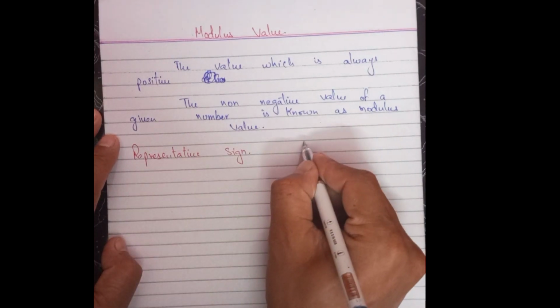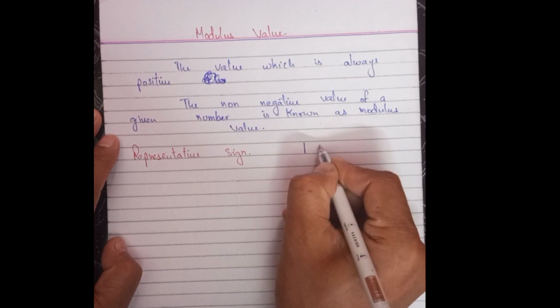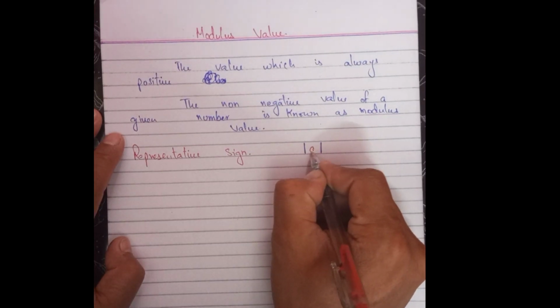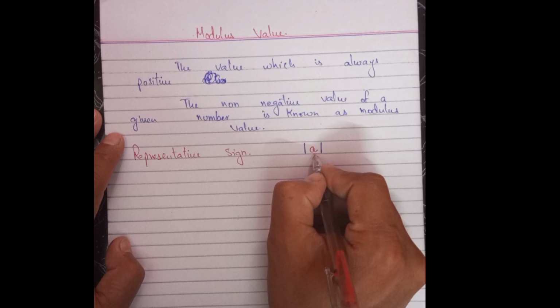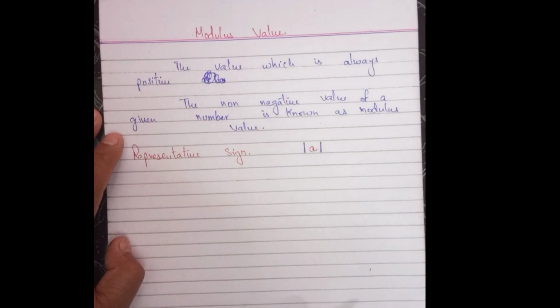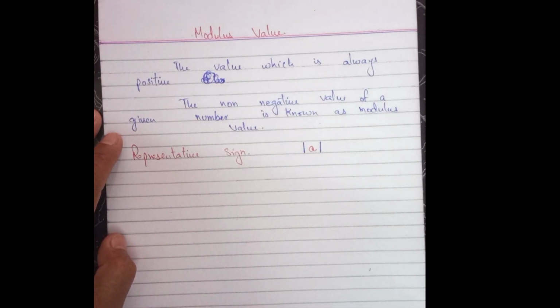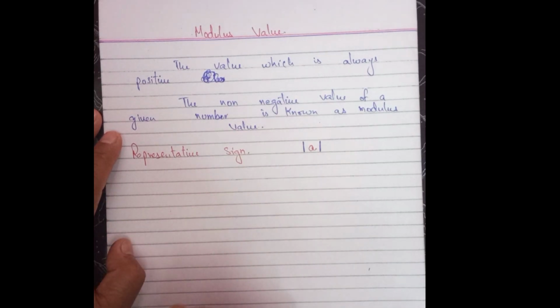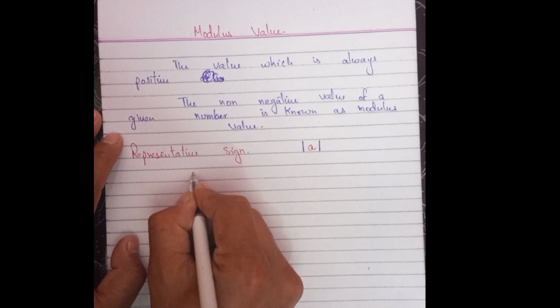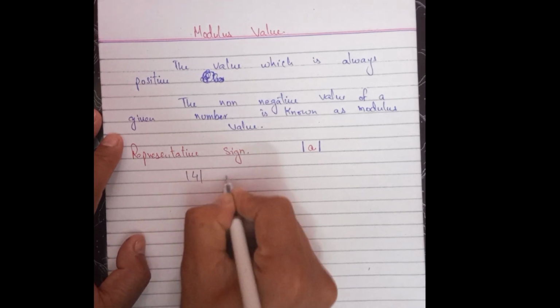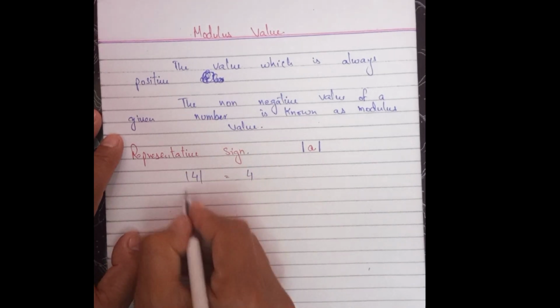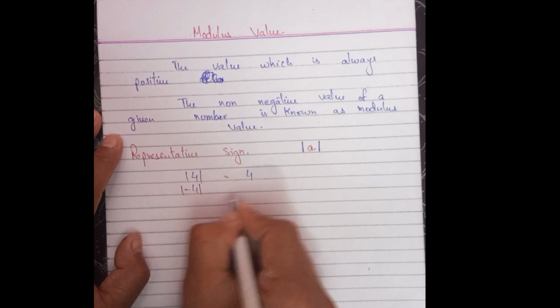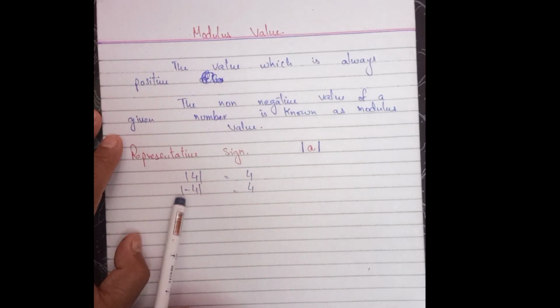It is represented by two lines which are placed at both sides of a number. Let us suppose the number is a, so the modulus value is represented in this way. Now we are going to discuss some real value problems. Thus we can write modulus value of 4 is equal to 4, and modulus value of minus 4 is also equal to 4. That is, the non-negative value of this number is 4.